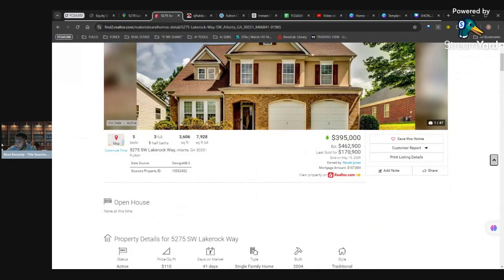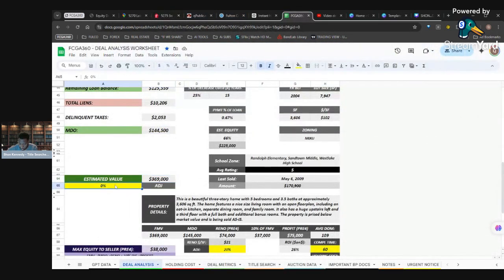They listed it for $395. They estimated it at $446. So what I want to do is increase this maybe about 5%, 7%, to get it up to that $395 where I have it listed.